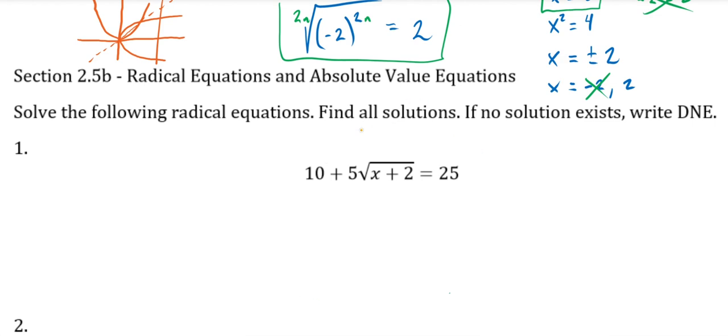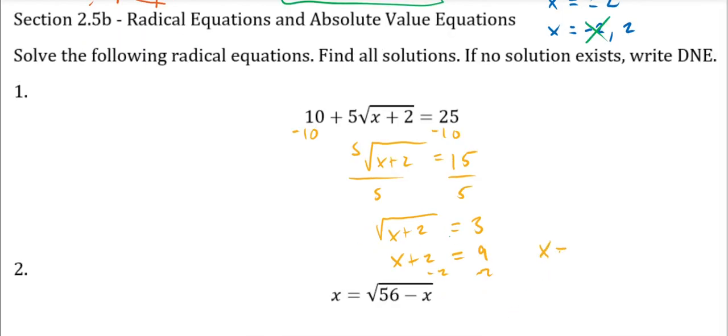We begin by isolating the square root, minusing 10 from both sides, dividing by 5. We find the square root of this something is equal to 3. Now squaring both sides and solving, we wind up with the solution of x is equal to 7. Is this in fact the case? Well, yes. If we plug this back into the square root, we're going to see that we have the square root of 9, which is 3, times 5, which is 15, plus 10 is 25.